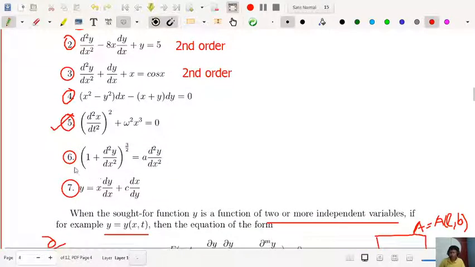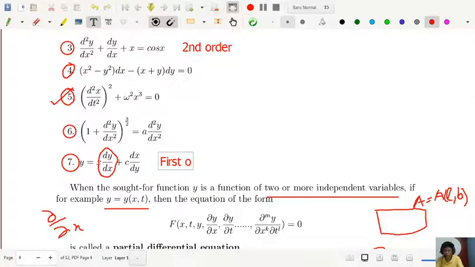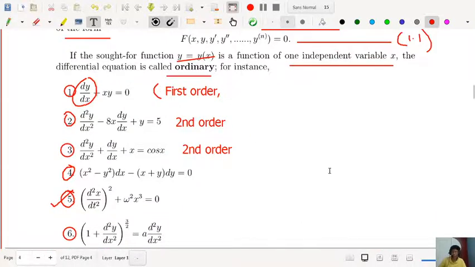What about the sixth one? It is also of second order, d2y/dx2 is involved. What about the seventh equation? It is also dy/dx, so a first order derivative is involved, so it is called a first order differential equation. In this case you have to write first order ODE, ordinary differential equation. So this is about the order of the differential equation.